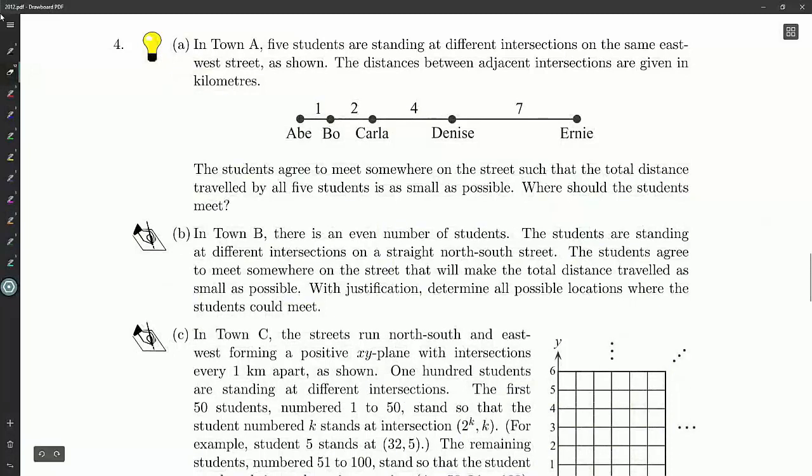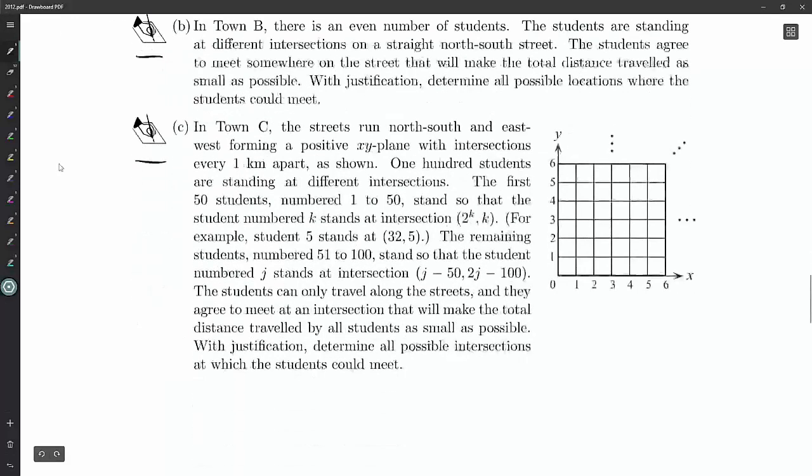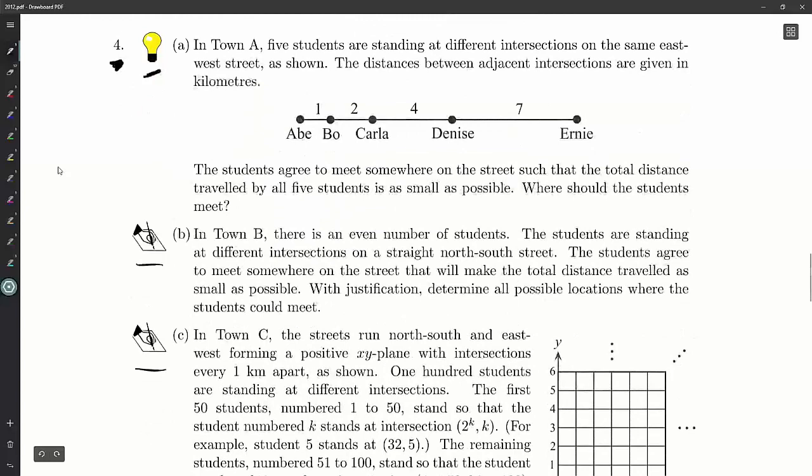Root Beer here, and we're going to be wrapping up our 2012 Galois paper with question number 4. If you haven't given it a try, I would strongly encourage you to pause the video and try it out. We've got a light bulb part and then 2 written parts here. There isn't a D. So, what have we got?